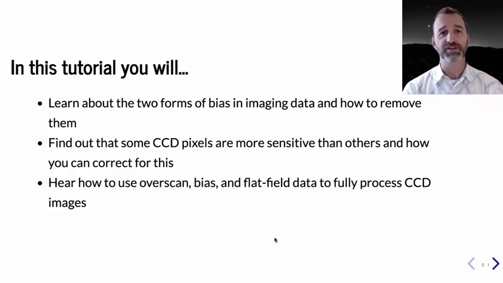So what we're going to do is discuss the different forms of bias. There are two different sources of bias that we need to correct for in our images. We're going to find out that not all the pixels are equal. Some of the pixels are a little bit more sensitive, for different reasons, than others. We need to correct for that if we want a number that's proportional to the number of photons. We've got to get rid of these effects. So through this process, we're going to talk about overscan, bias, and flat field images, and how we can use these to take our raw image and fully process it to make the scientifically valid image that we want.